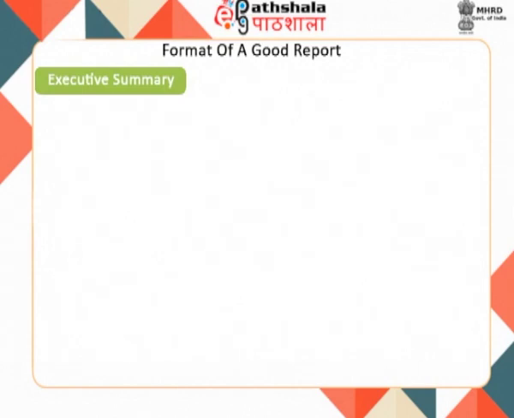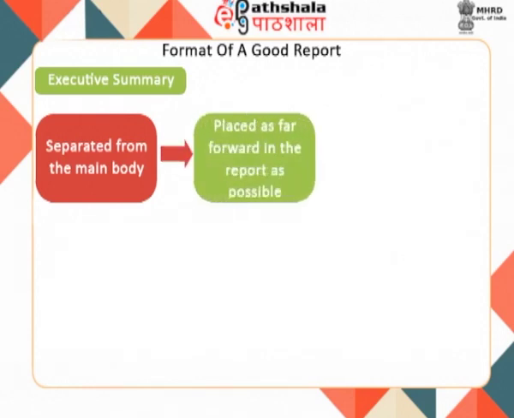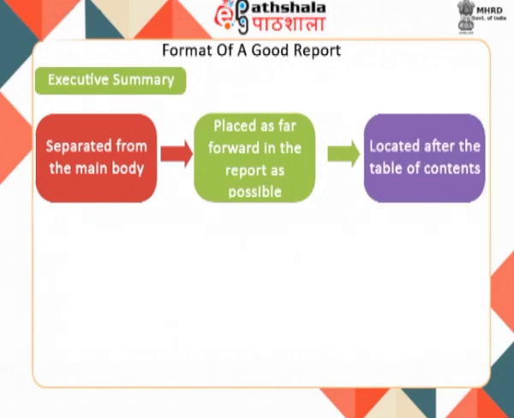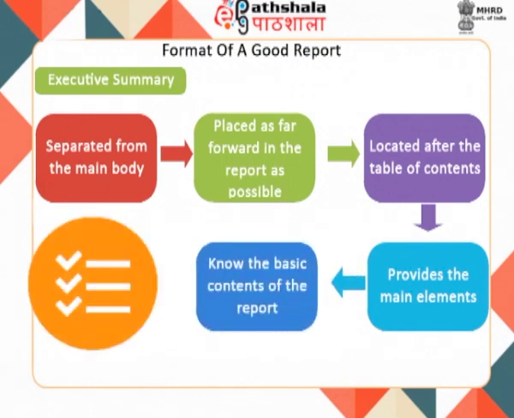Executive summary. The summary or executive summary is prepared from the main body of the report and placed as far forward in the report as possible on its own page. Generally, it is located after the table of contents, but it could appear beforehand in some reports. It provides the main elements of the report in a nutshell. This enables the reader to know about the basic contents of the report at a glance.